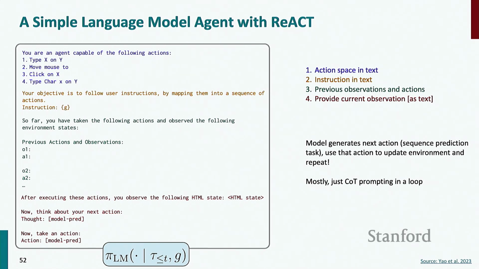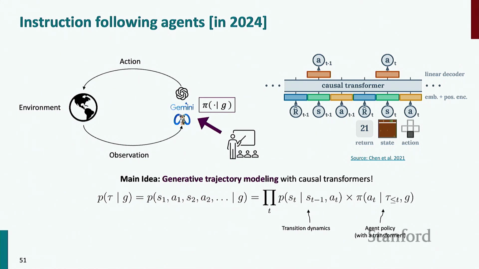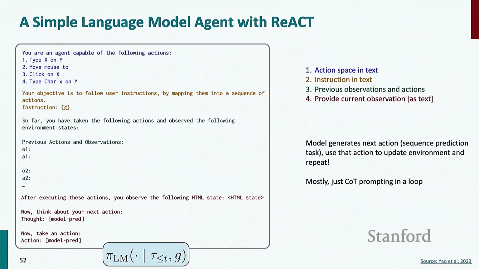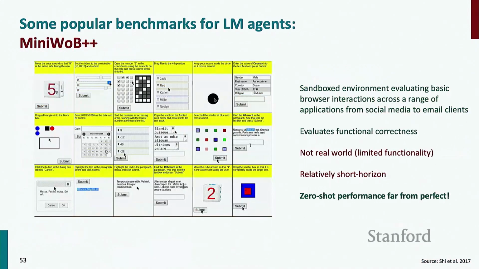And then, conditioned on all that, you ask it to predict the next action. And there's nothing deep going on here. This is just chain of thought prompting in a loop, okay? But the hope is that because we reduce the problem of decision making into just autoregressive modeling, this could work, okay? And indeed, a slightly more complex version of this can work in some environments.